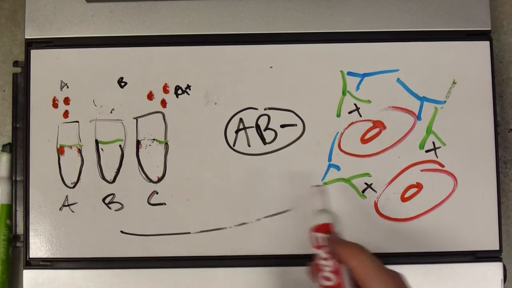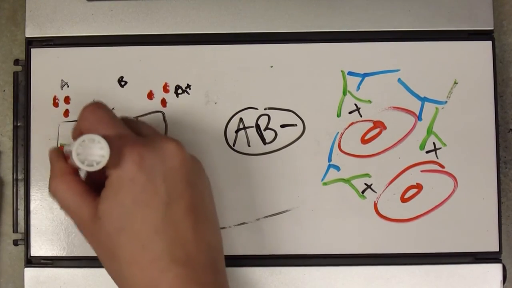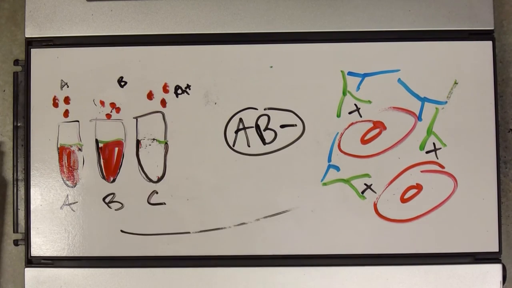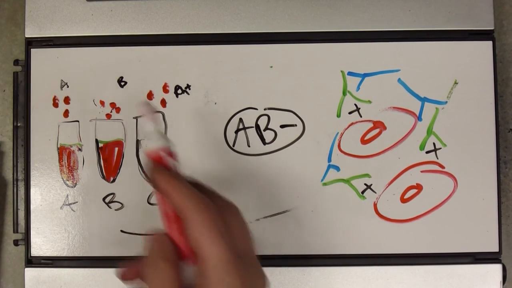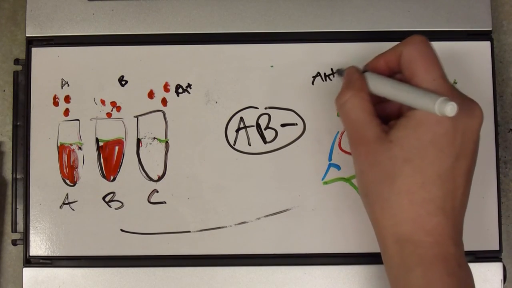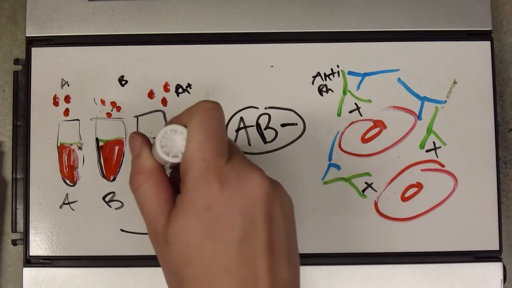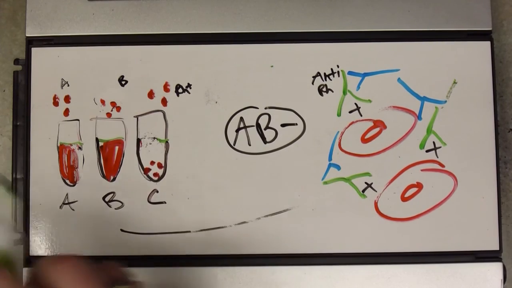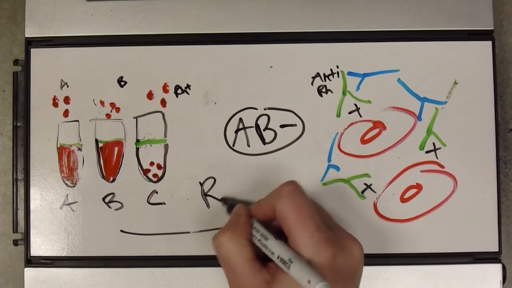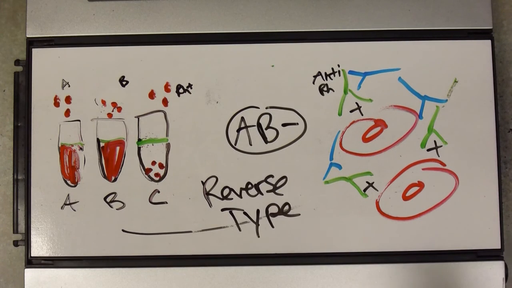So what are those test tubes going to look like? Well, when we add A cells, there's no A antibody, so those are going to stay suspended. When we add the B donor cells, there's no B antibody, they stay suspended. But when we add the RH positive cells, this person has anti-RH antibodies in their serum because they're negative, so that's not something that naturally occurs. So that tube is going to agglutinate. So this is what it should look like for somebody who is AB negative in the reverse type. It's kind of the opposite of the forward type.